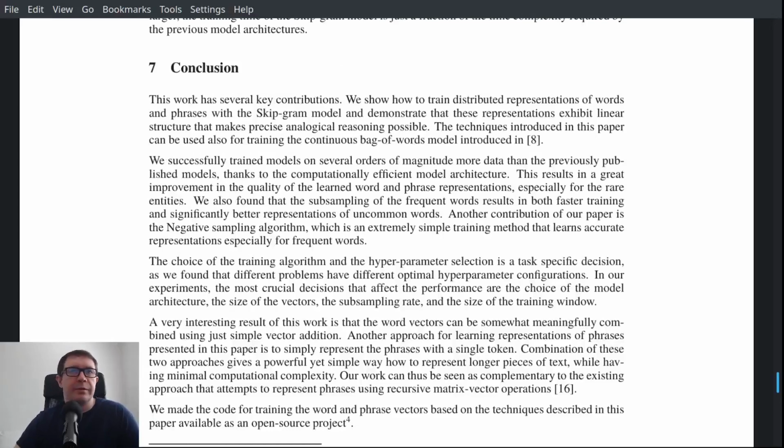You know, they have the fastest training model, vector addition, negative sampling, subsampling, and they're awesome. And all of it applies to the continuous bag of words model as well, where you're given the context words and want to predict the center word. Okay, that was it for the paper in a nutshell and about a 20-some-odd minute overview.